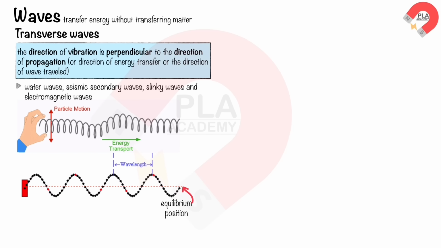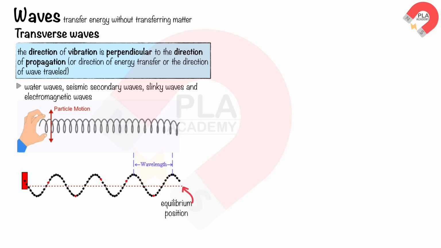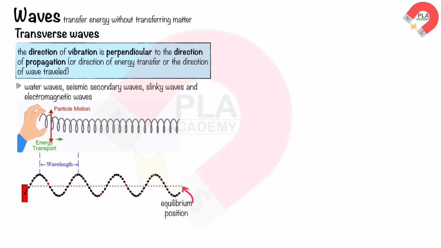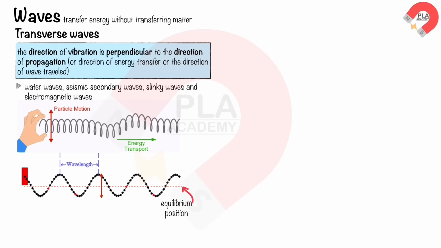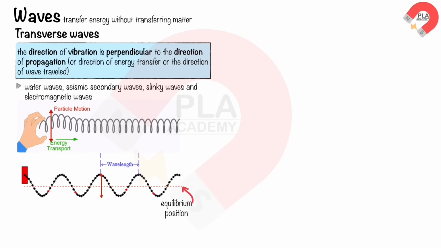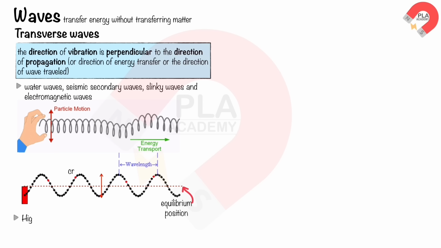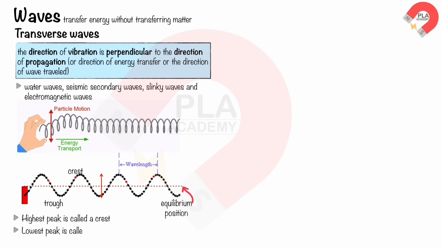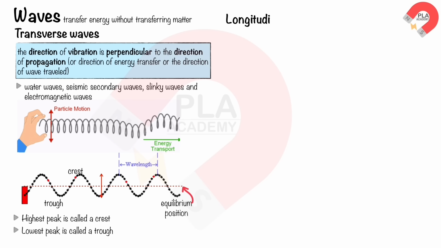When the wave vibrates for one cycle, it creates one wave that travels one wavelength. The red particle at the red arrow is moving up and down. This shows that wave transfers energy without transferring matter. Highest peak is called a crest. Lowest peak is called a trough.